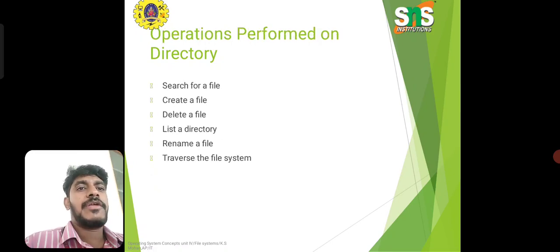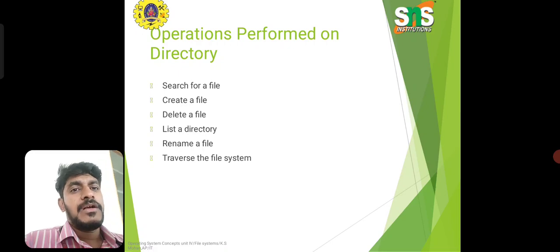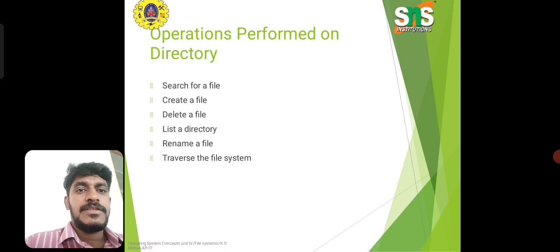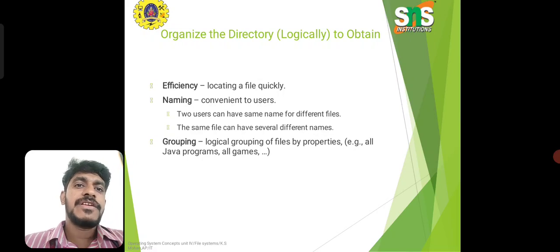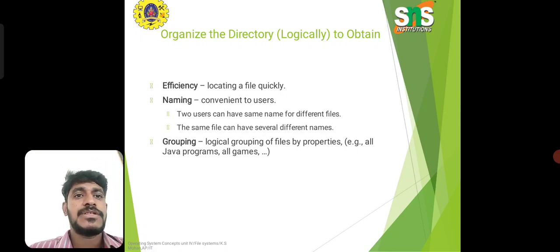Then we can look at the different kinds of operations performed on the directory. Generally we can search for a file, create a file, delete a file, list a directory, rename a file, and traverse the file system. For efficiency, we have naming and grouping. Grouping is logical, by properties, for example all Java programs and all games. This means locating a file quickly and being convenient to users. Two users can have the same name for different files, and the same file can have several different names. So this is efficiency, naming and grouping.